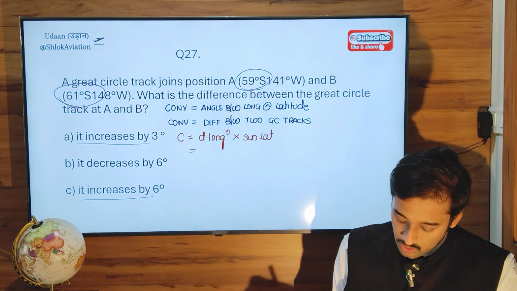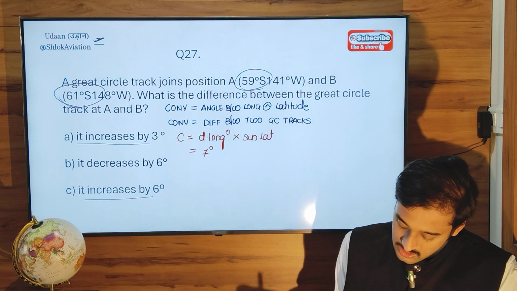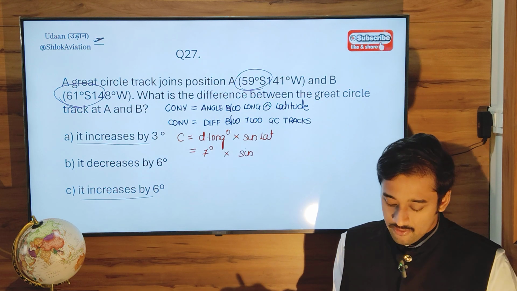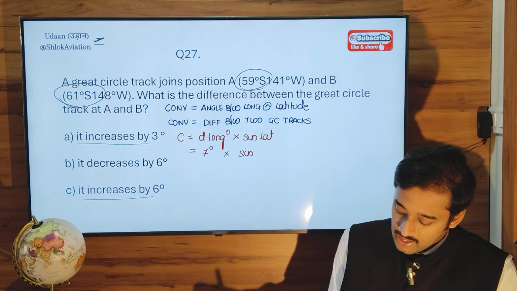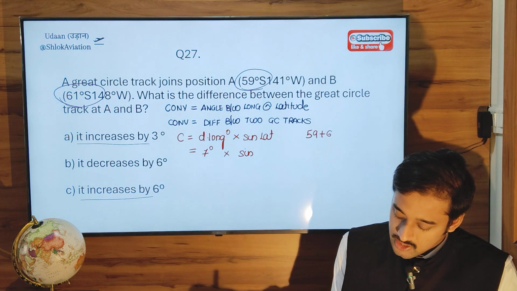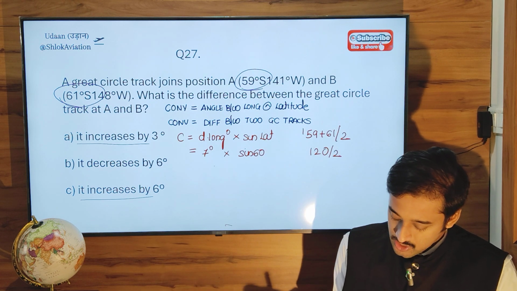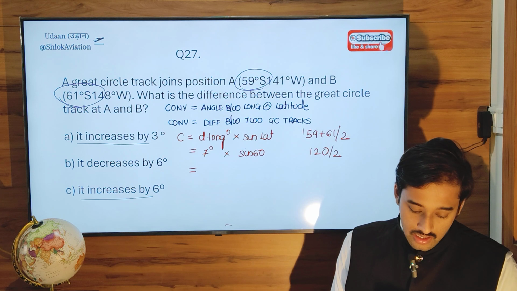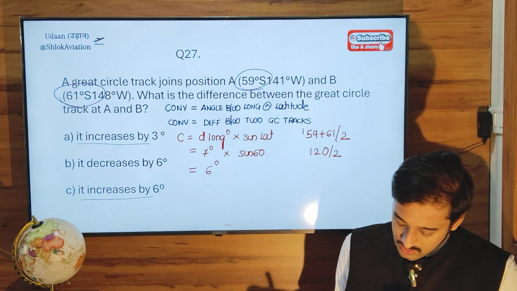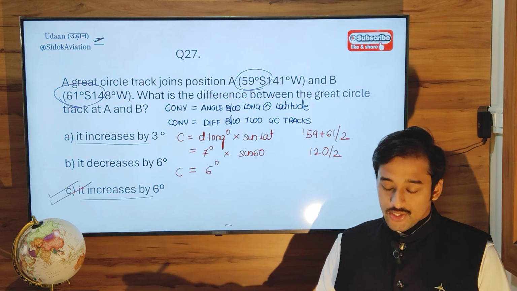D long is how much? 148 minus 141 is 7, sin 61 and sin 59. So the mean of that is what? Mean of 59 degree and 61 is 59 plus 61 divided by 2. So that is 60 degree. So 7 degree into sin 60 is equal to 6 degrees. So convergence is 6 degrees. So correct option will be option number Charlie.